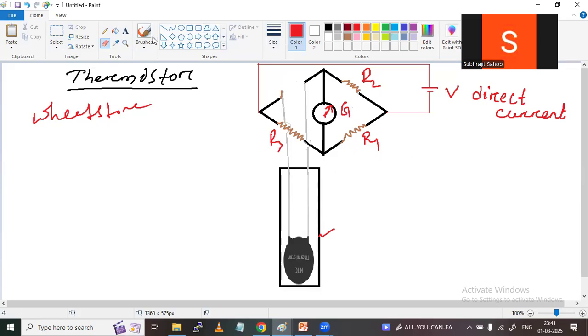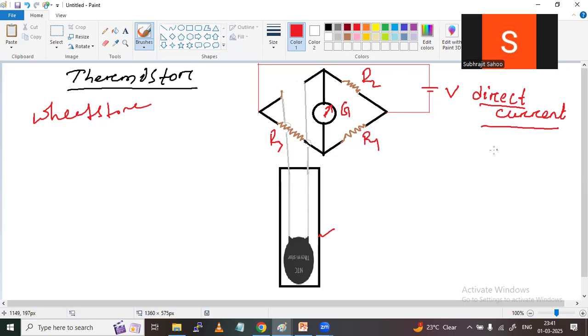Now here we are going to supply direct current. Electrical measuring instruments will never take alternating current. Always they will take direct current. But generally we connect to an alternating current source, and within that device some changes happen by a suitable arrangement.